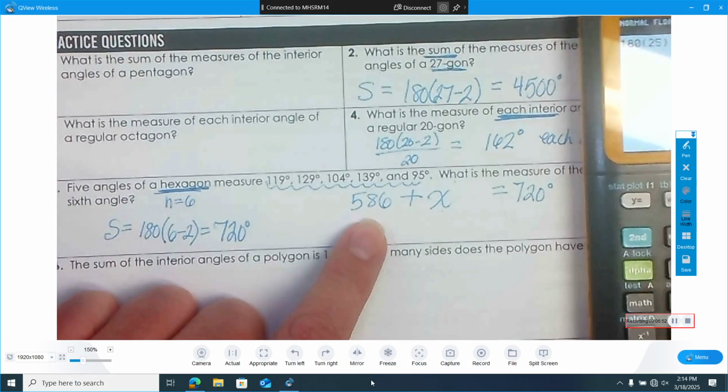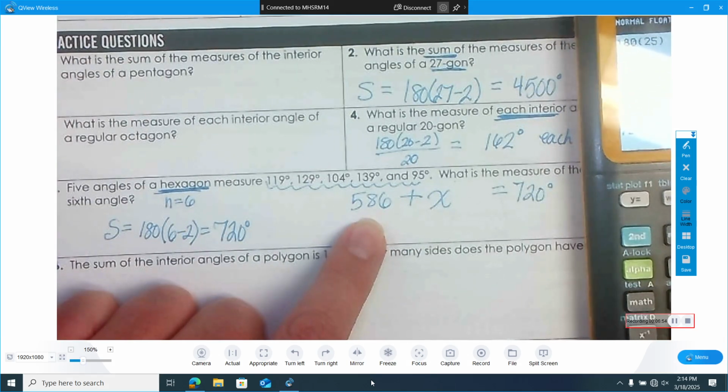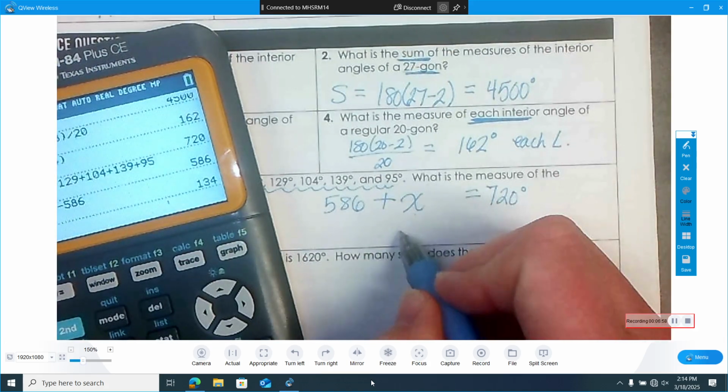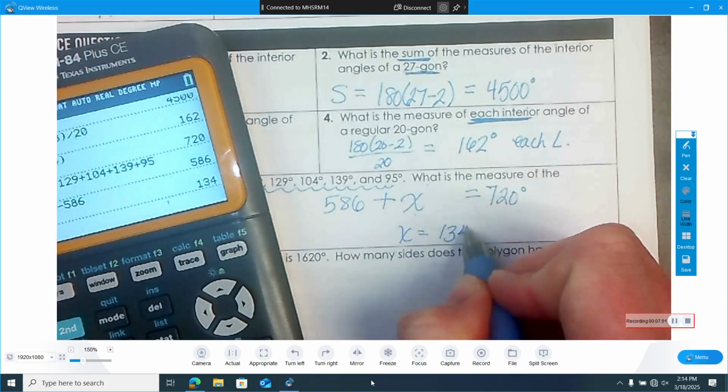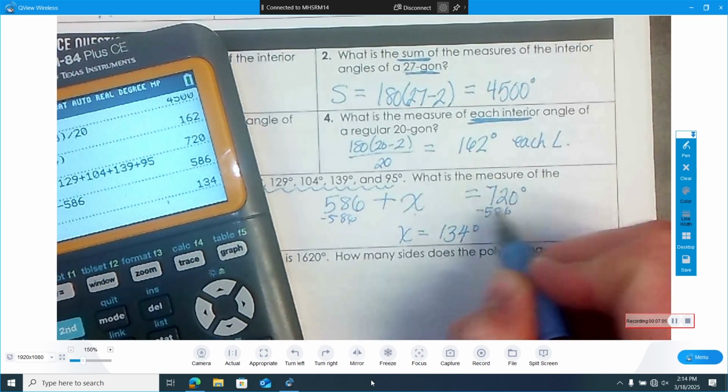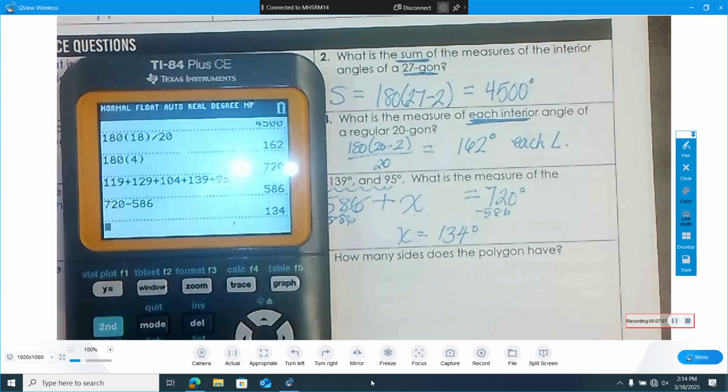Subtract the 586. So 720 minus 586 is 134. So x equals 134 degrees. There we go, 134 degrees. Any questions so far?